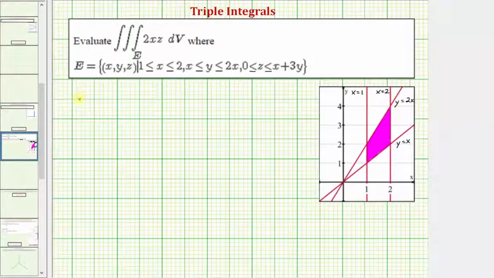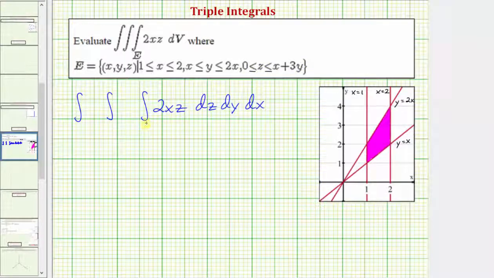So we'll have the given triple integral, where the integrated function is 2xz, and then for the differential dV, we'll use dz, dy, dx. And now for the limits of integration for z, we can see z is bounded by 0 and x plus 3y.